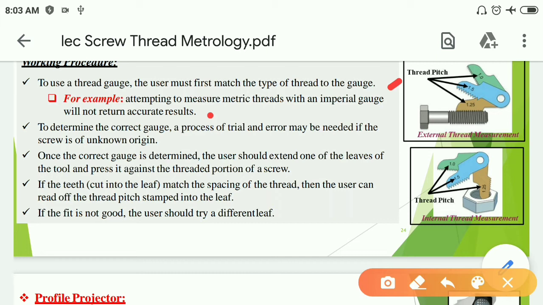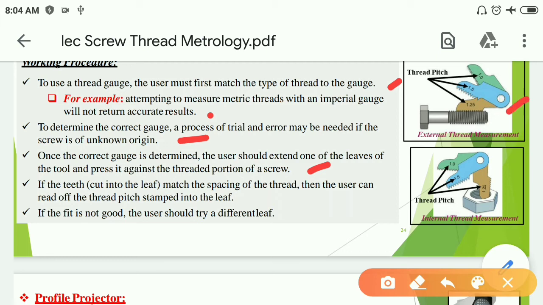So first we have to identify the thread, and then the different leaves have to be matched. To determine the correct gauge, a process of trial and error may be needed if the screw is of unknown origin. So the trial and error method should be followed. Once the correct gauge is determined, the user should extend one of the leaves of the tool and press it against the thread portion of a screw, as shown in the figure.